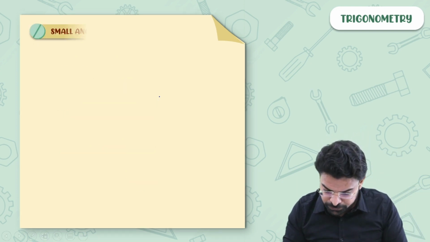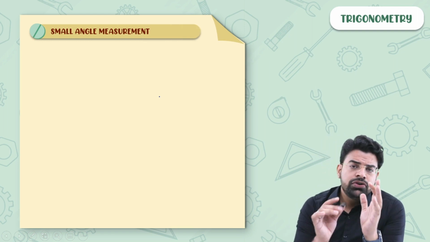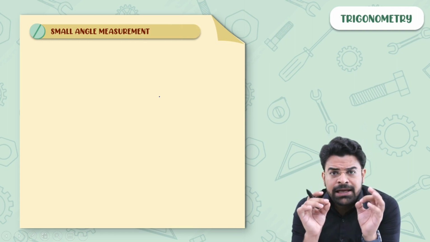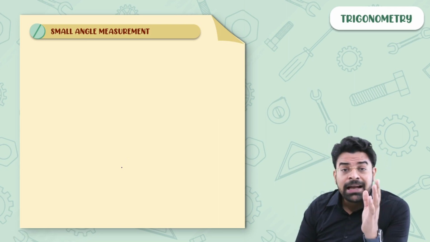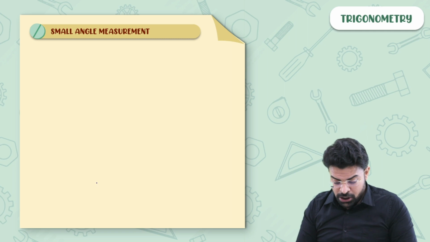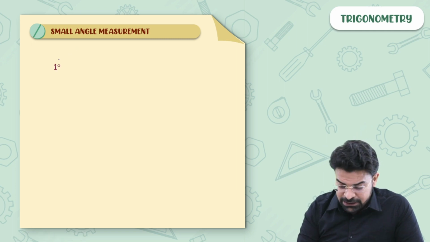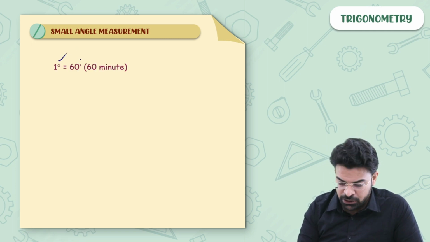Moving on. Sometimes we need to utilize very small angles, like the angle subtended by a star on your eye. So sometimes we need to work with angles which are even smaller than 1 degree. So we have defined a system. We say that 1 degree can be divided into 60 minutes.